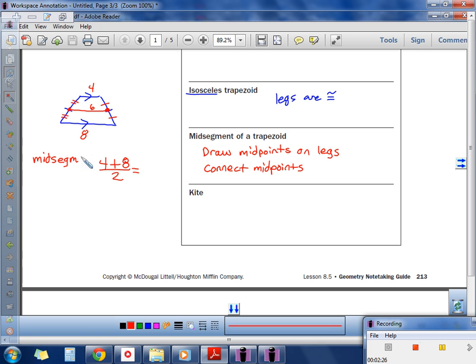Mid-segment is the average of the two bases. So 4 plus 8 divided by 2 is 6.